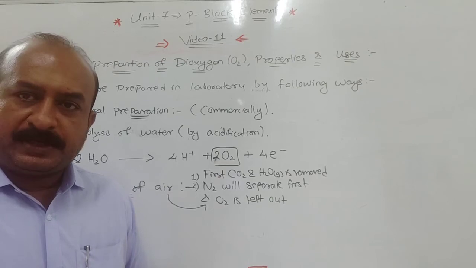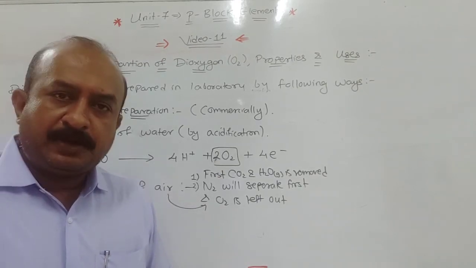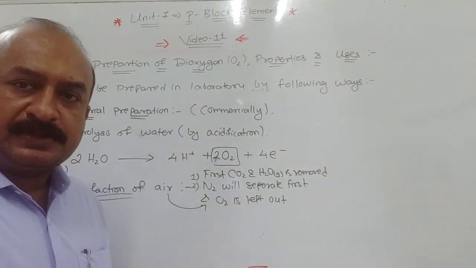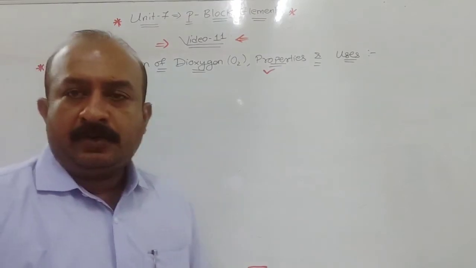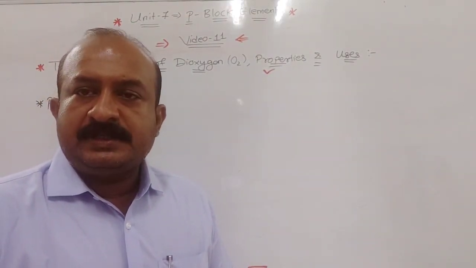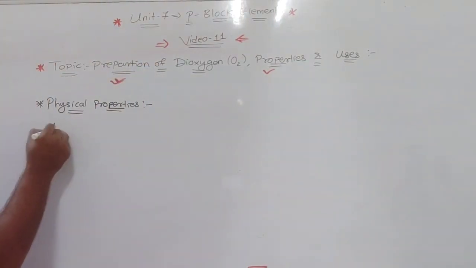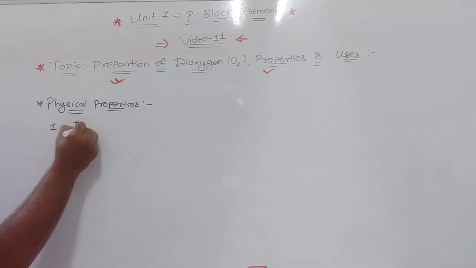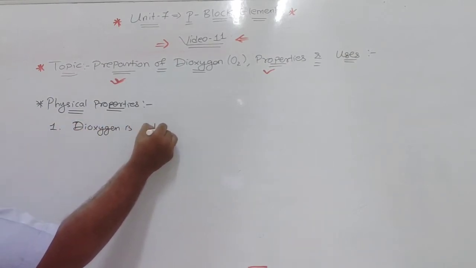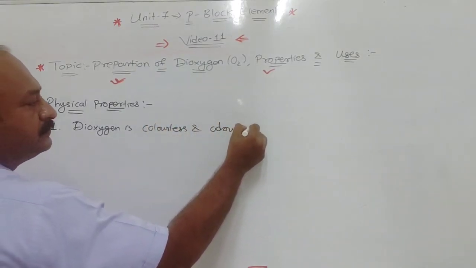Now we will discuss properties. When we talk about properties, there are two types: physical properties and chemical properties. First we will discuss physical properties. Dioxygen is a colorless and odorless gas. That is the first physical property.